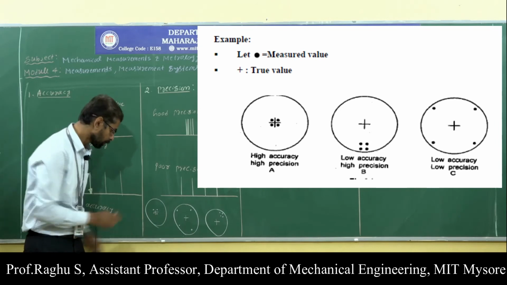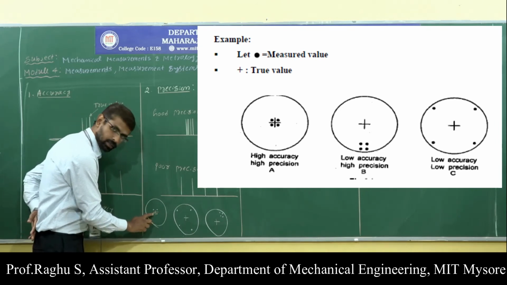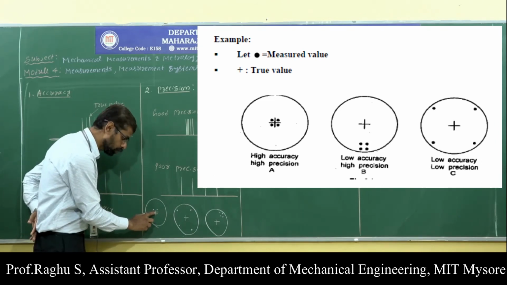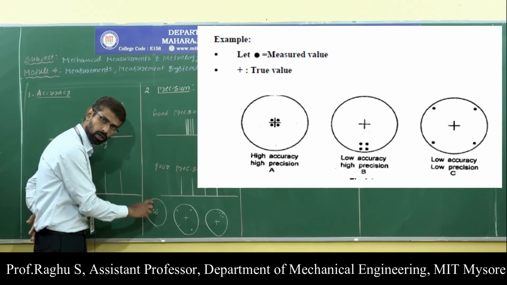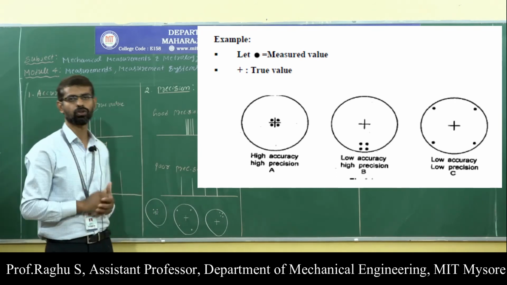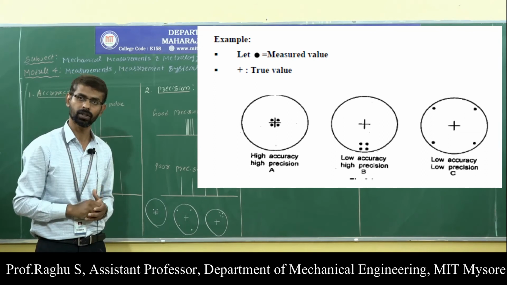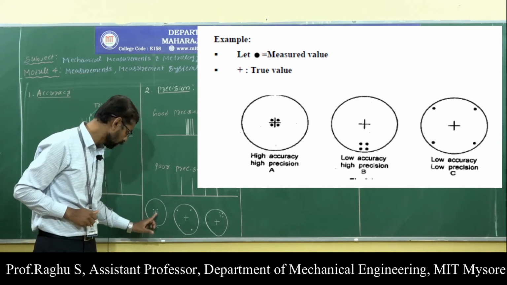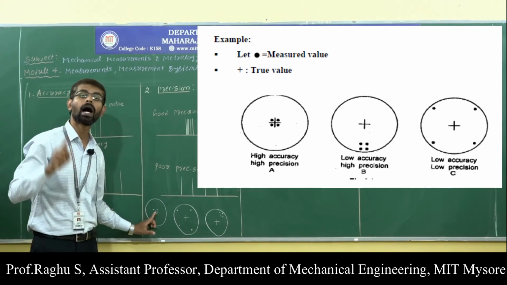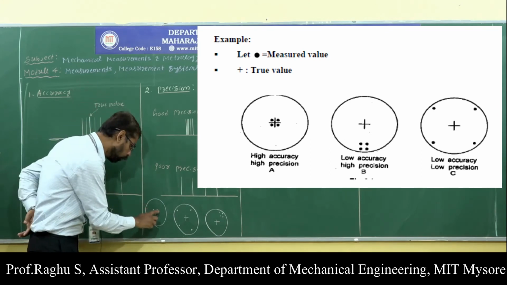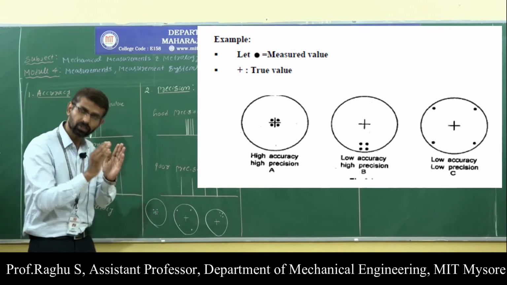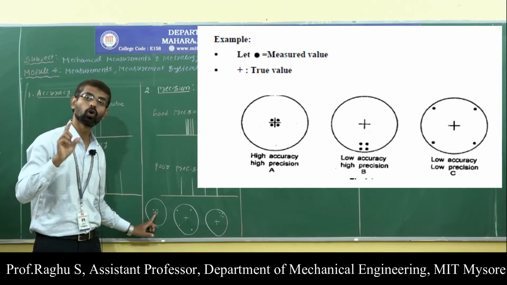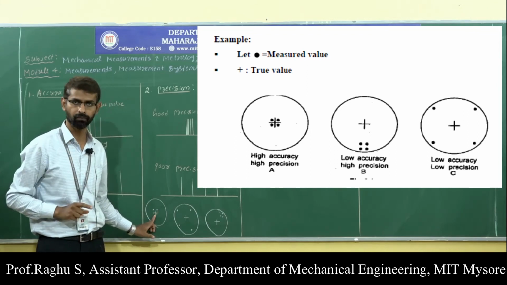Observe the first diagram. All four dots, meaning all four measured values, are closer to the true value. Therefore it is good accuracy. At the same time, all four dots are closer to each other. Therefore it is good precision and good accuracy.